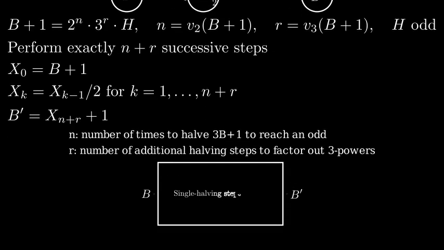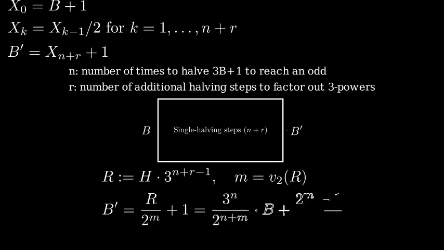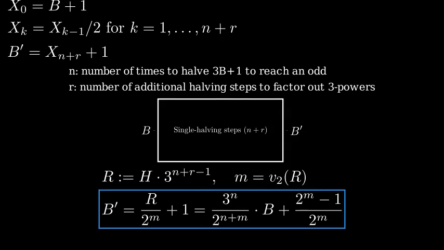Because the whole block consists of those single halving steps, one can collapse them into a single affine formula. b prime equals 3 to the n divided by 2 to the n plus m, times b, plus 2 to the m minus 1 divided by 2 to the m, where m equals v sub 2 of h times 3 to the n plus r minus 1, the number of further halvings to make the top odd.